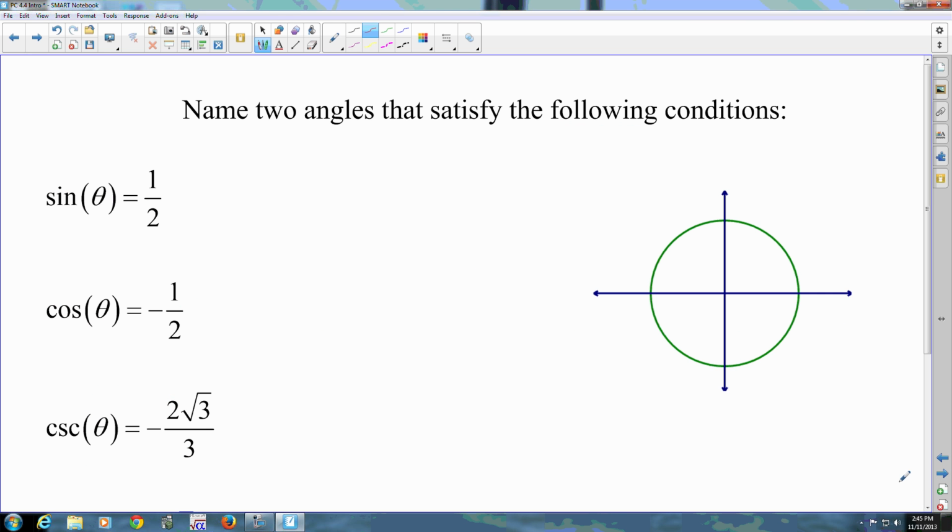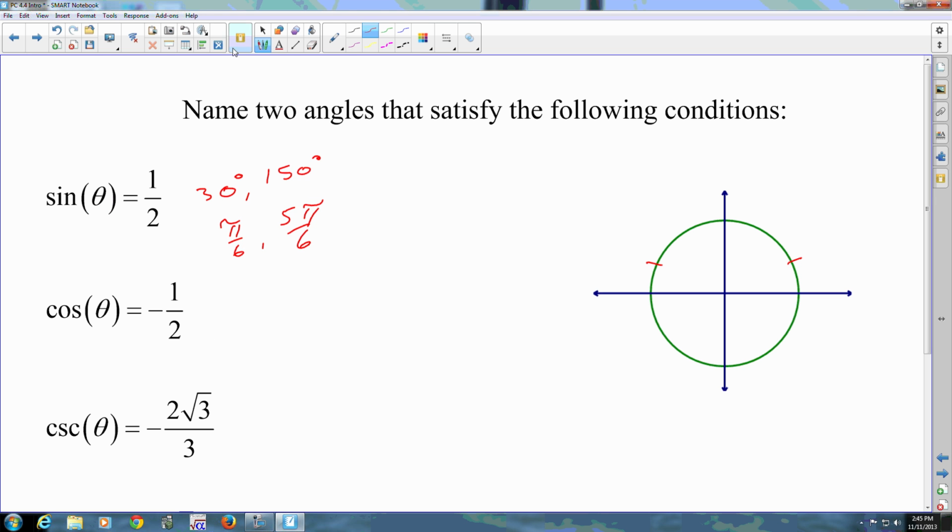Name two angles that satisfy the following conditions. Sine is a half. Sine is your y value, so you're going to be here and here. Those are the two positive locations for sine. So I'm not stipulating right this second whether it's degrees or radians, so let's do both. 30 and 150, pi over 6, 5 pi over 6.